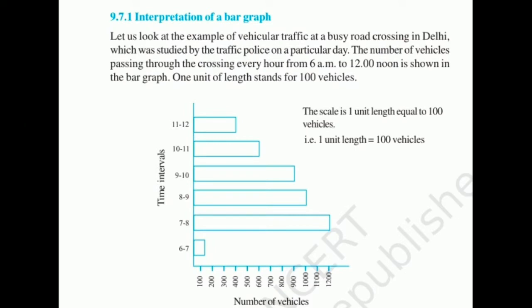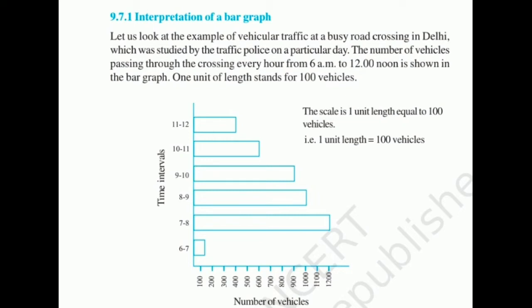Let us look at the example of vehicular traffic at a busy road crossing in Delhi, which was studied by the traffic police on a particular day. The number of vehicles passing through the crossing every hour from 6 am to 12 noon is shown in the bar graph. The scale is 1 unit length equal to 100 vehicles.